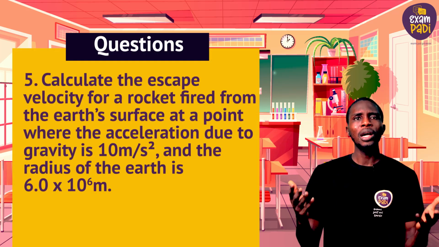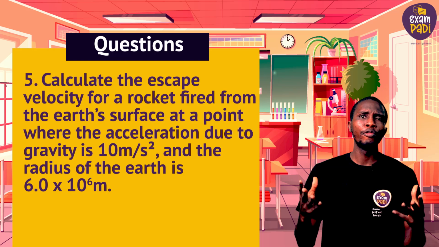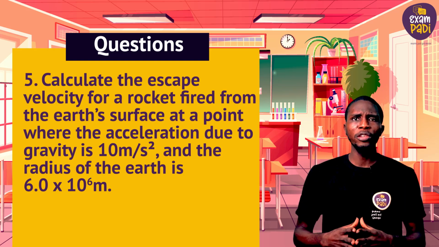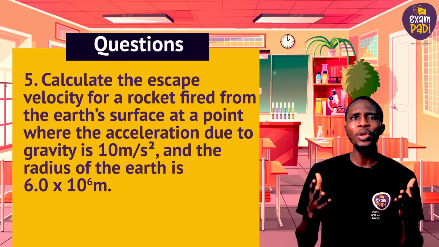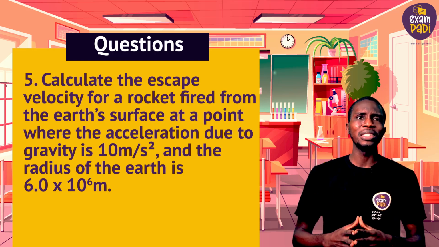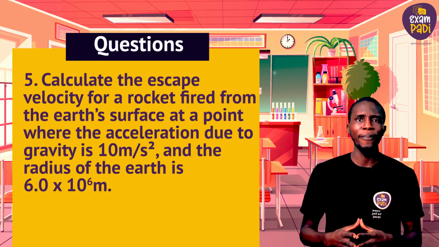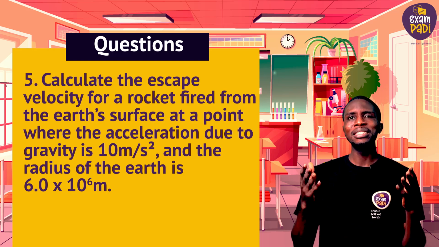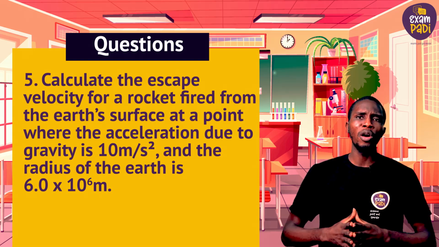5. Calculate the escape velocity for a rocket fired from the Earth's surface at a point where the acceleration due to gravity is 10 meters per second squared and the radius of the Earth is 6.0 times 10 to the power of 6 meters.